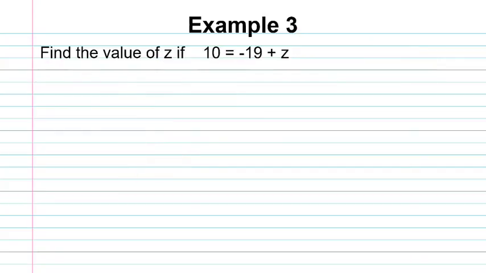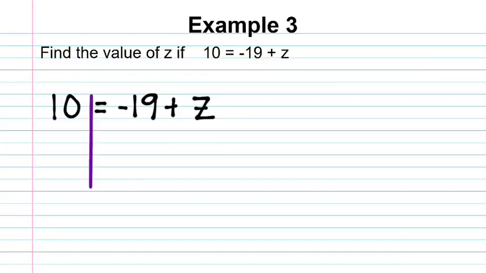Next example. Find the value of z if 10 equals negative 19 plus z. I start out again by writing the problem and again keeping it organized. I find from the equal sign it looks like the variable's on the right hand side and it's being added. A negative 19 is being added to our variable, so I need to get rid of this negative 19. To do the opposite of negative 19 I need to add 19. In order to keep my equation balanced I need to do plus 19 to the other side of the equal sign. So I go ahead and add that 19.